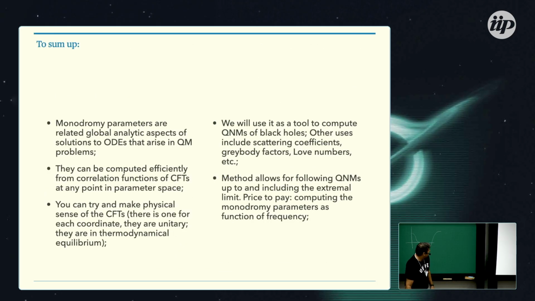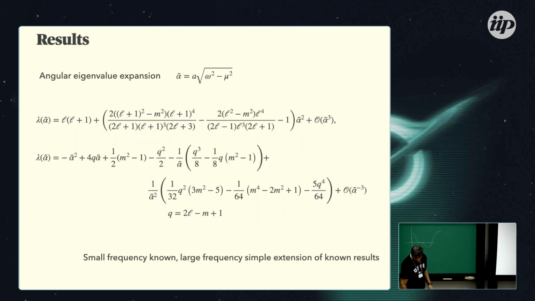What I do know is that this method is efficient from the numerical point of view. I can put this in the computer and compute quasi-normal modes of black holes. So let me just gloss over the results. You can give expressions for the angular, spheroidal angular values. These are known in the literature. In this case, it's just a simple extension of the results known.